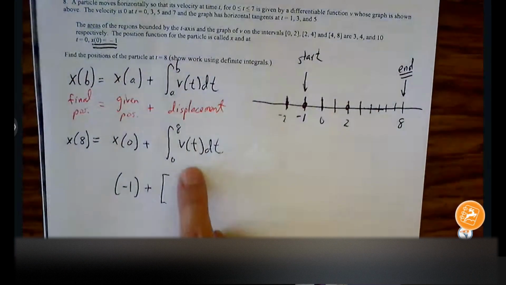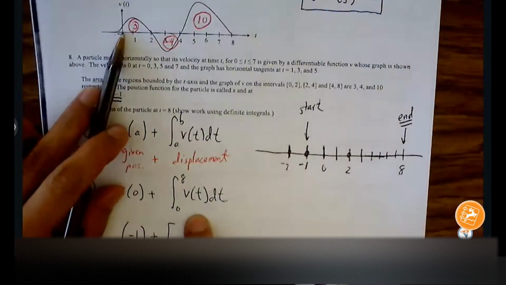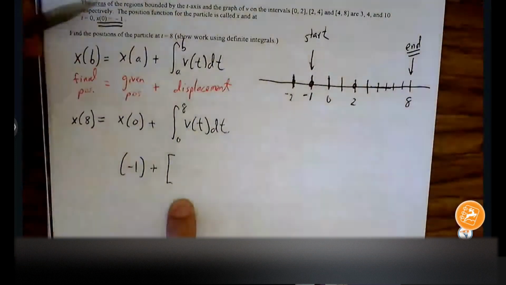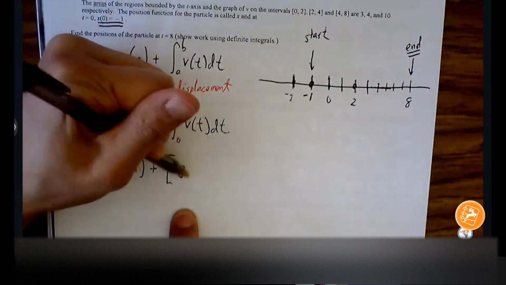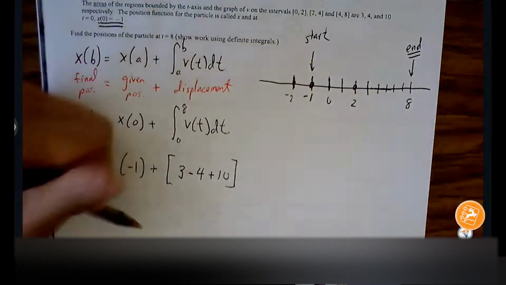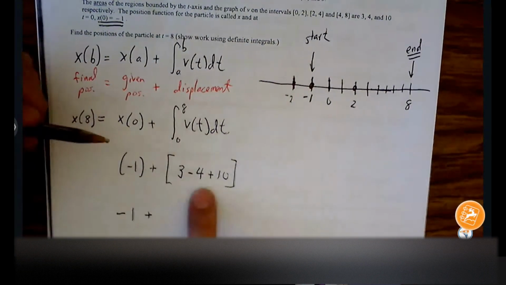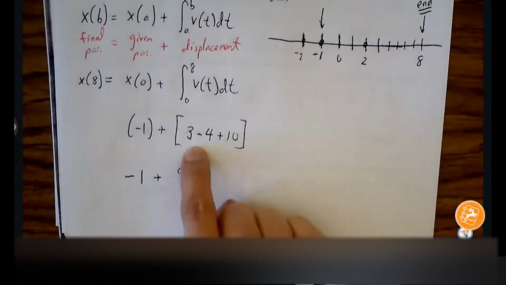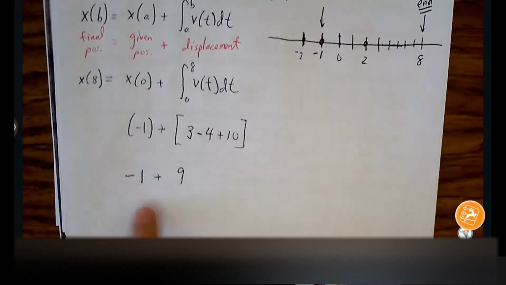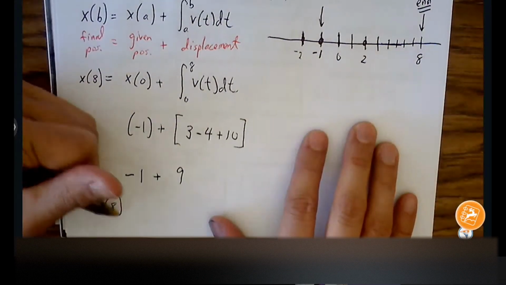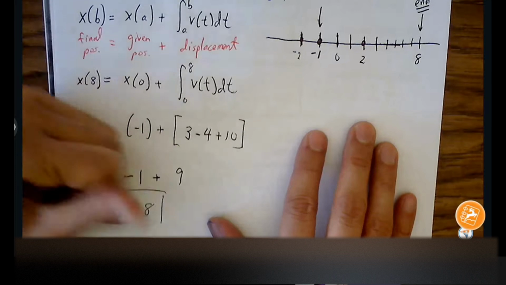I'm going to be gathering all this information here. So 3 to the right, 4 to the left, 10 to the right. I'm just going to merge all those numbers together. So 3 minus 4 plus 10. 3 minus 4 is -1. -1 plus 10 is 9. So -1 plus 9 is equal to 8. Okay, just like what we suspected.